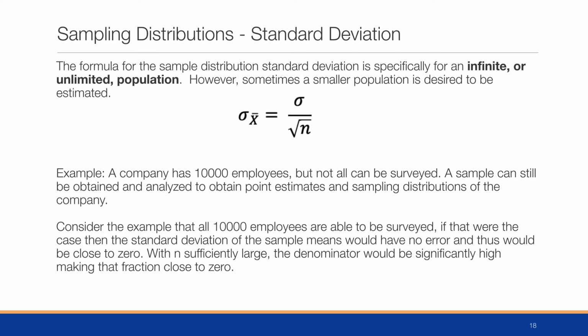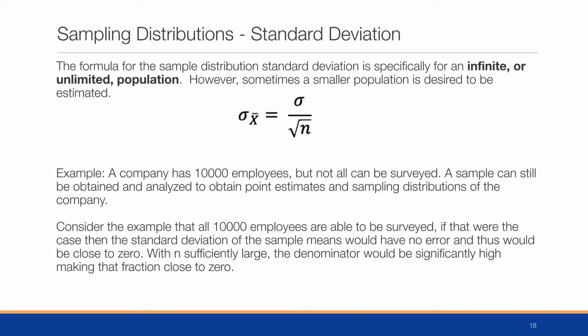The formula for the sampling distribution is specifically for an infinite or unlimited population. However, sometimes a smaller population is desired to be estimated. So if a company has 10,000 employees but not all can be surveyed, a sample can still be obtained and analyzed to obtain point estimates and sampling distributions of the company.